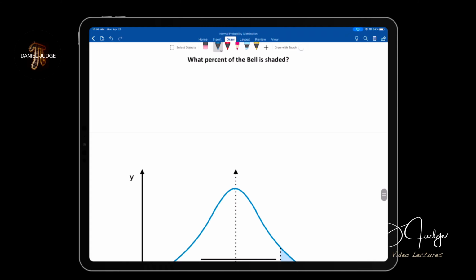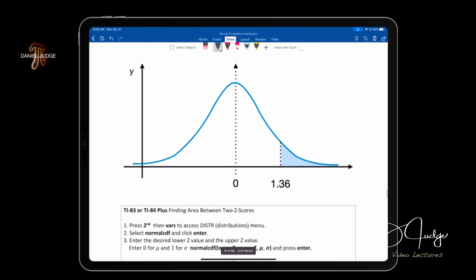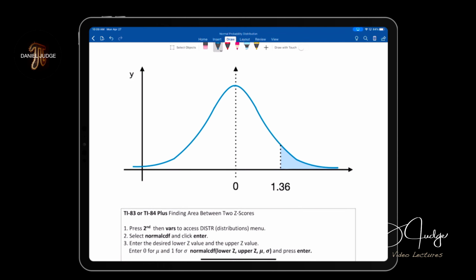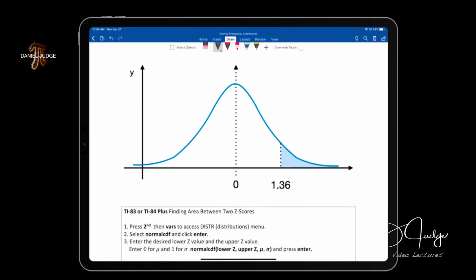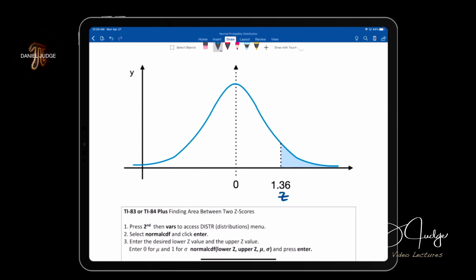Now, here's what I want you guys to think about. Let's try this again. We got a right tail. What percent of the bell is shaded? Here's my Z value. We're trying to describe Z greater than or equal to 1.36. You say, why Z greater than or equal? Well, it's 1.36 and everything to the right, so that's larger, right? And that goes again to infinity and beyond.